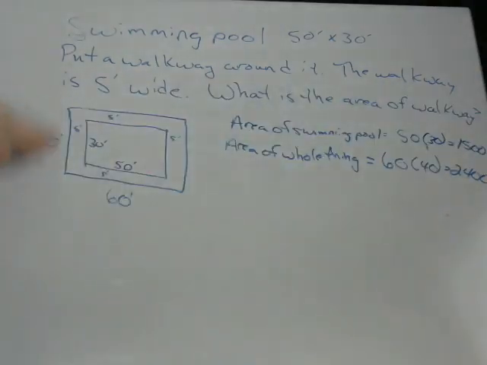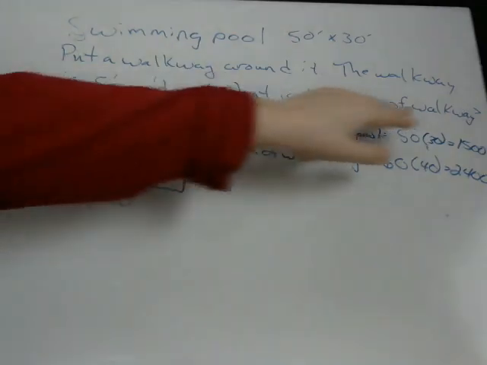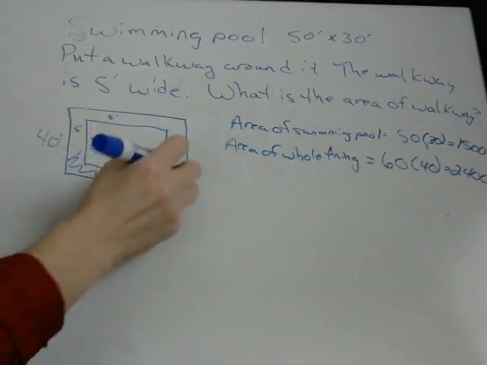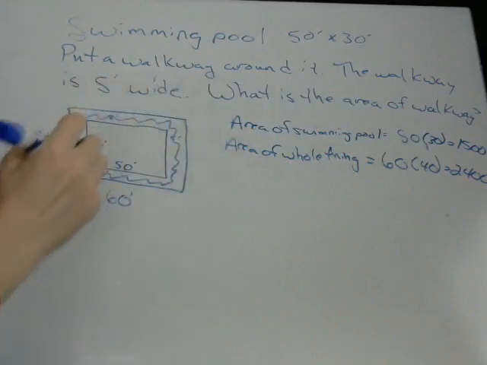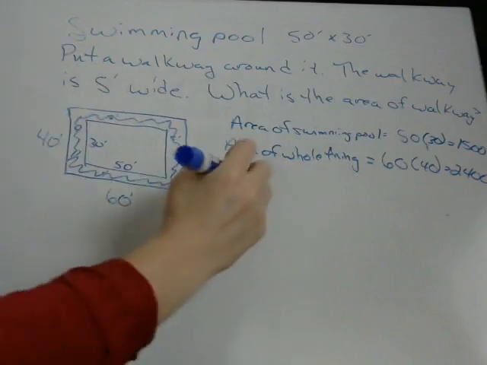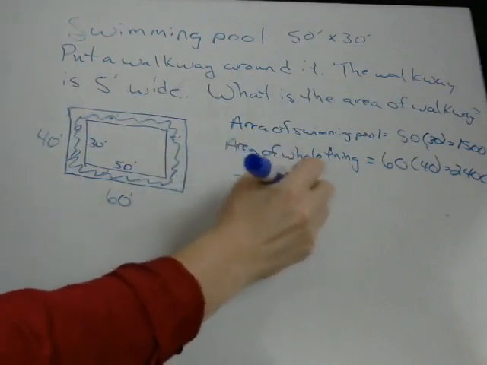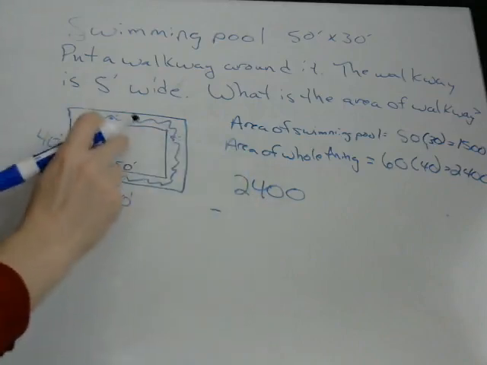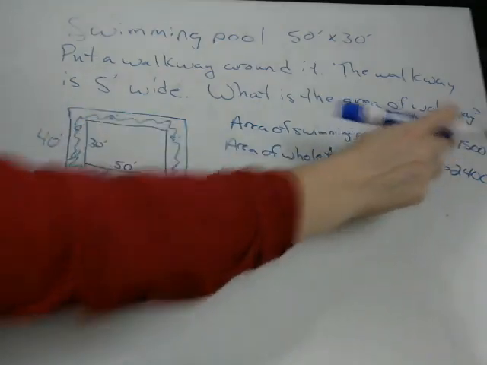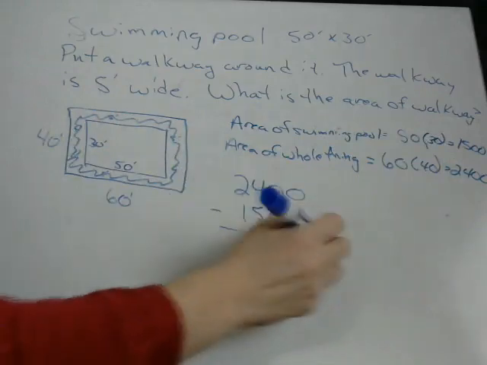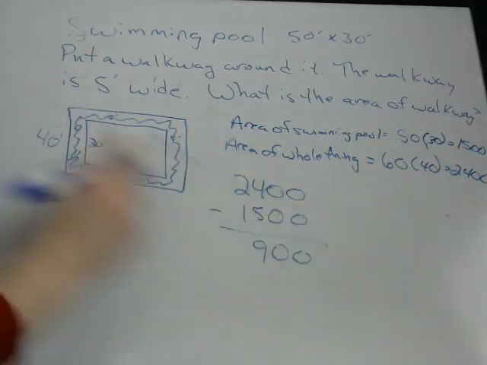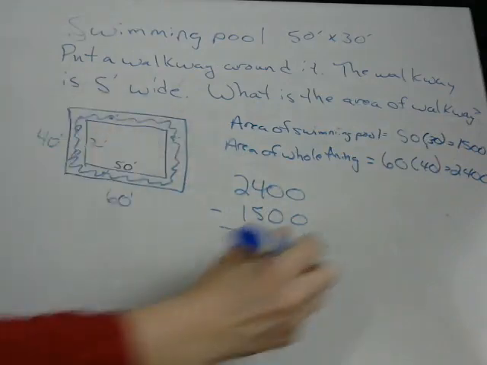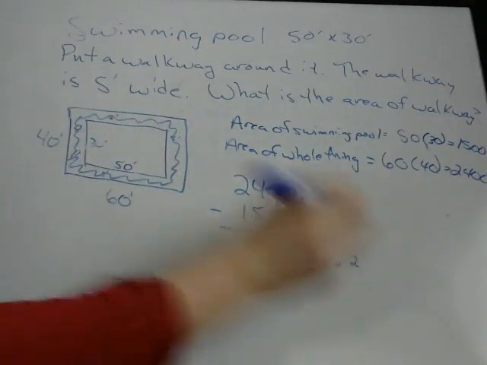The question isn't what is the area of the whole thing, it's what is the area of the walkway. So all we really want is the area of this part. So how we're going to find that is we're going to take the area of the whole thing, 2,400, and we're going to subtract out the area of the swimming pool, which was 1,500. Because when we take the whole thing, subtract out the swimming pool, we're just left with the walkway. So it'd be 900 square feet.